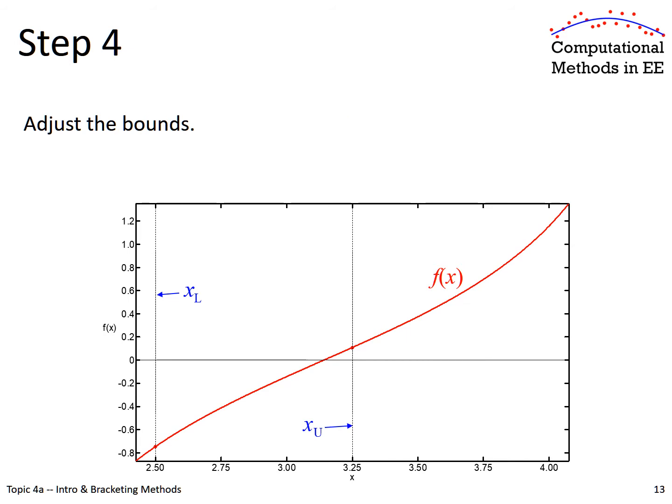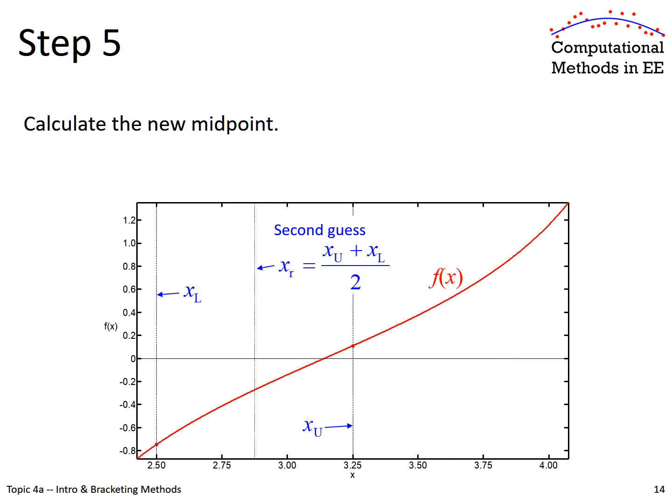So that's exactly what we do. We move the upper bound to the midpoint. At this point, we sort of start over. We now have a new upper bound, the same lower bound, but essentially a new interval. And like before, we will calculate the midpoint because this is the bisection method. We calculate the new midpoint by averaging the positions of the upper and lower bounds.